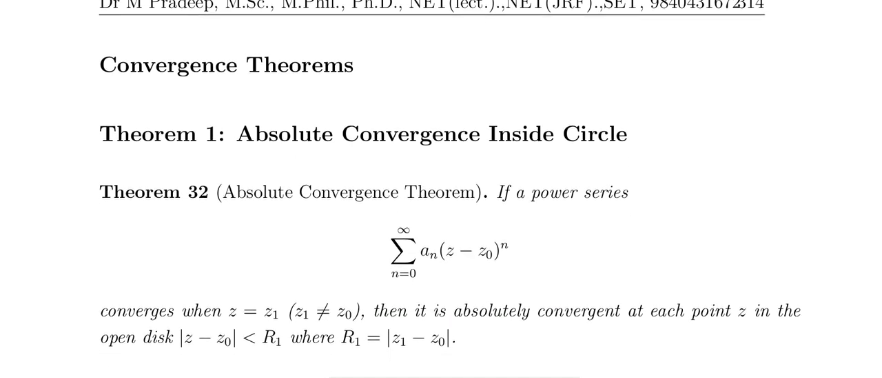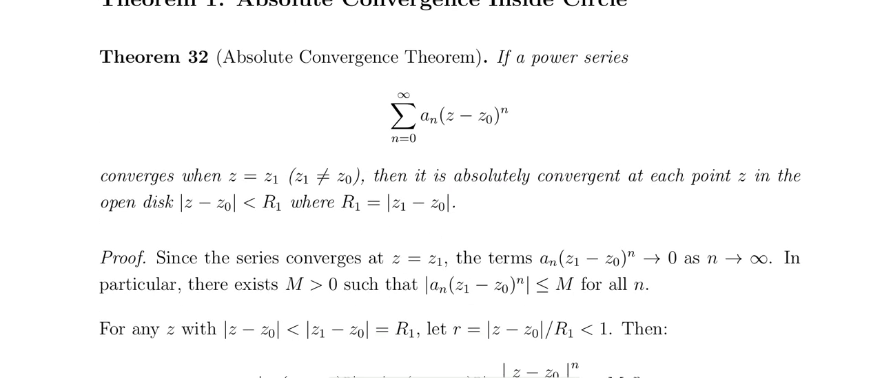So the absolute convergence inside the circles: if the power series summation a n (z minus z0) whole power n converges at z equal to z1, z1 not equal to z0, then it is absolutely convergent at each point z in the open disk mod of z minus z0 less than r1, where r1 is equal to mod of z1 minus z0. That is the absolute convergence theorem.